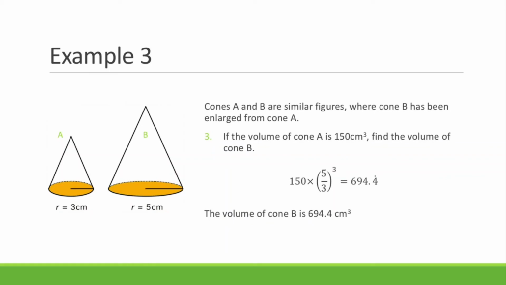Lastly, we're doing volume. That means we are cubing. We're going from original to image. That means we're multiplying. And we put them all together, and the volume of cone B is 694.4 centimeters cubed.